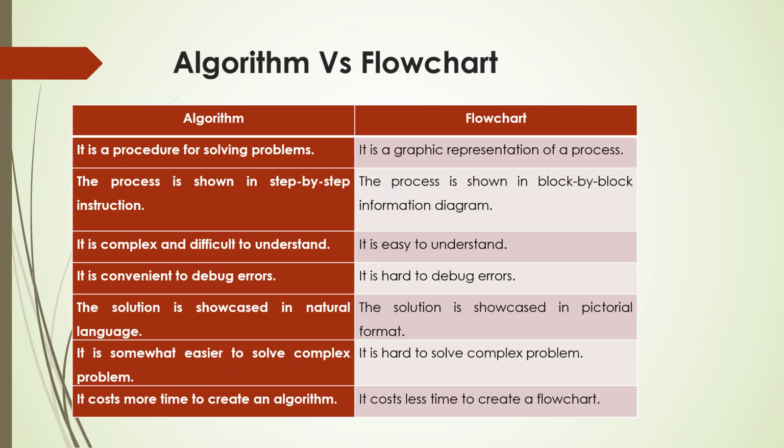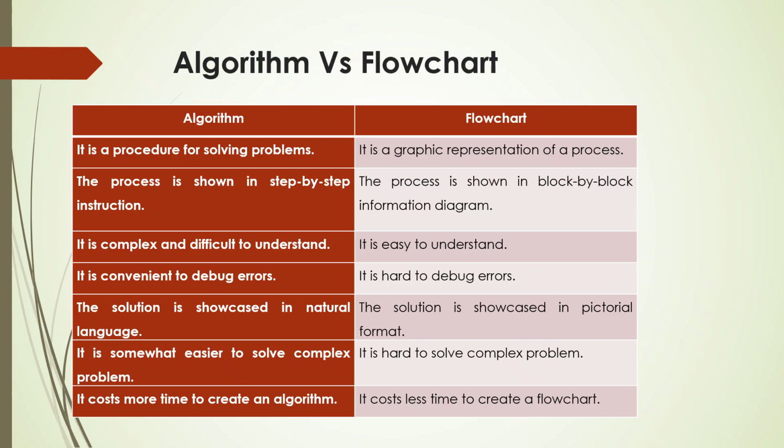The second, representation of the solution. The next difference is the way the solution is presented. In an algorithm, the solution is written as numbered steps. For example, step 1 start, step 2 read two numbers, add the numbers, next step display the result, last step stop. Everything is written in text. In a flowchart, the same solution is presented using symbols such as start symbol, input symbol, process symbol, output symbol, and end symbol. Therefore, algorithms are text-based, whereas a flowchart is diagram-based.